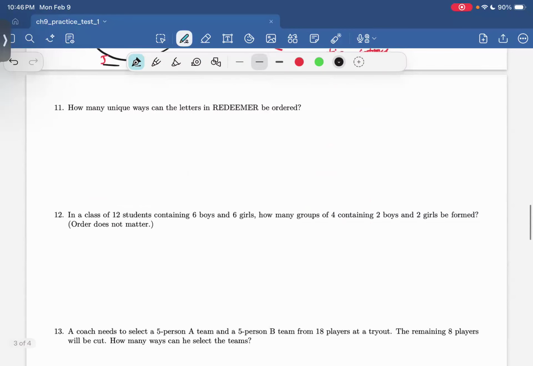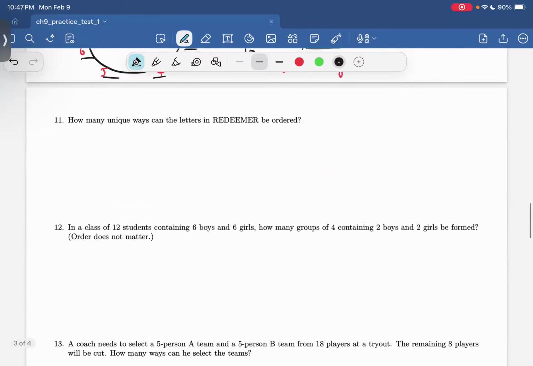Question 11. How many unique ways can the letters in Redeemer be ordered? All right. That's the name of my church, Redeemer. So Redeemer has how many letters? 1, 2, 3, 4, 5, 6, 7, 8 letters. Very good. So I have 8 letters.